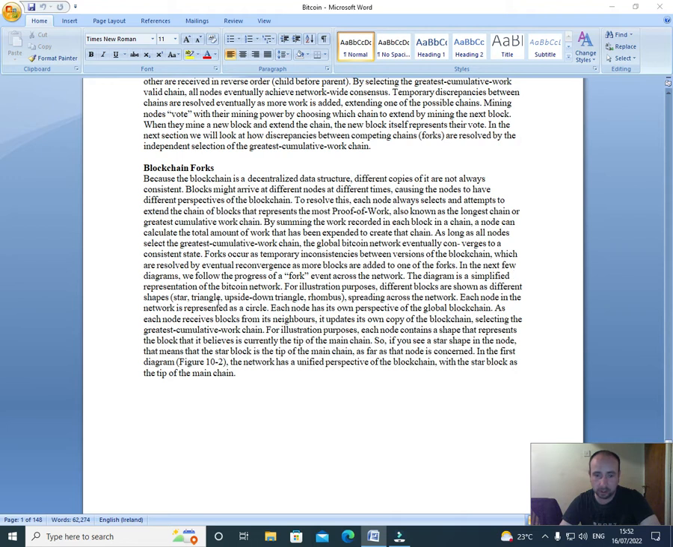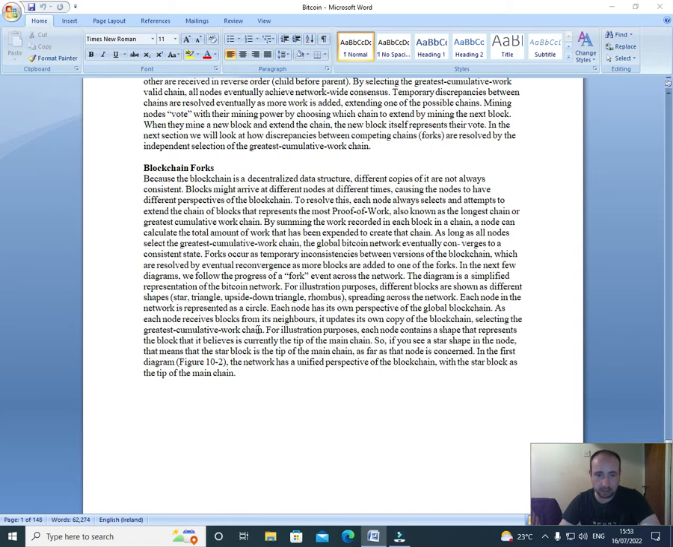In the next section, with a few diagrams, we will show the progress of a fork event across the network. The diagram is a simplified representation of the Bitcoin network. For illustration purposes, different blocks are shown as different shapes: star, triangle, upside down triangle, rhombus, spreading across the network. Each node in the network is represented as a circle. Each node has its own perspective of the global blockchain.